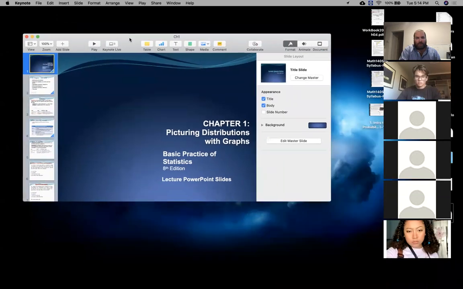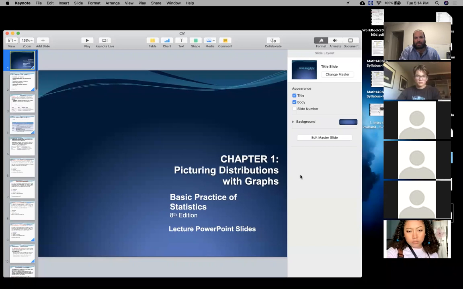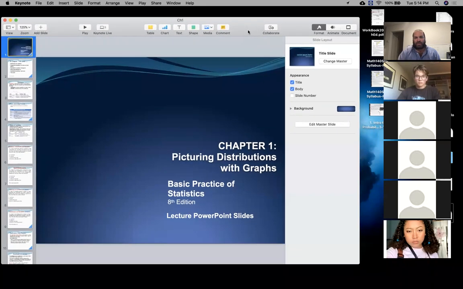So my supervisor gave me these slides. I've never really been a slide person. I've always been a lecture person. But with this particular environment where I can't really write, I have a whiteboard, but it's not really the greatest. I'm going to try with slides and see how that goes. And then I'm going to make these slides available to you so you have them as well. But chapter one, picturing distributions with graphs.